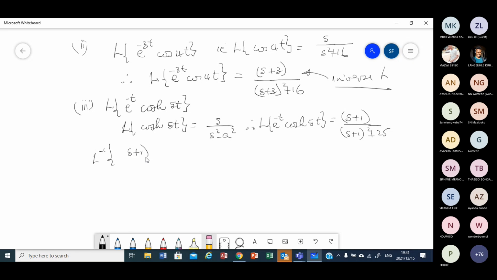What is the inverse of s plus 1 over s plus 1 all squared plus 1? What function is that? It must be easy for you to recognize. It's a cos function, because cos is s over s squared plus a. So that function has shifted to the negative side of x by 1 unit. So the original would be e to the power -t cos t.